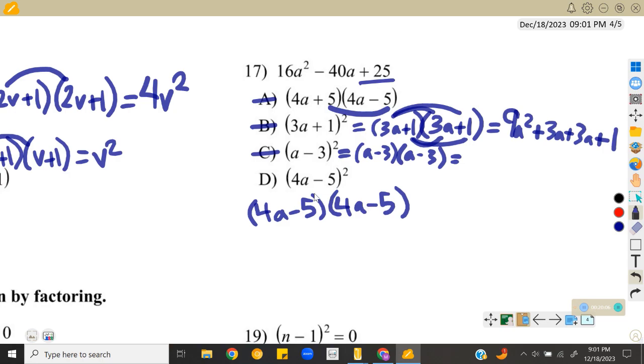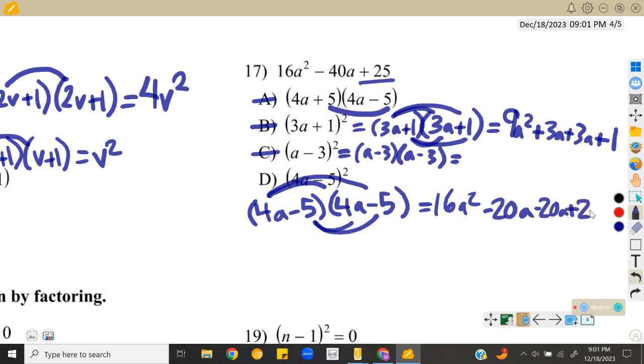Right? 4a minus 5 squared means 4a minus 5 times 4a minus 5. And if we do 4a times 4a, that gives me 16a squared. 4a times negative 5 is going to give us negative 20a. Negative 5 times 4a is also going to give us negative 20a. And the negative times a negative, right, makes a positive. So negative 5 times negative 5 gives us positive 25.